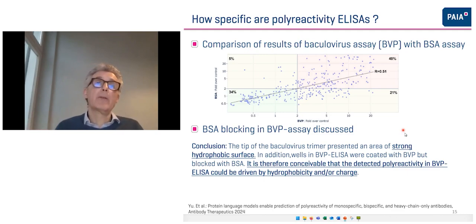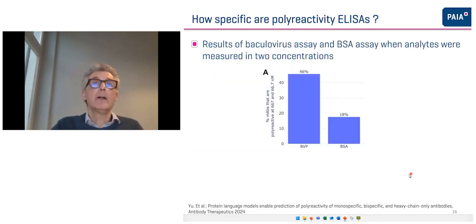We know that the baculovirus particles have a strongly hydrophobic surface. So what we measure in these assays in the end is not a single thing, not only the BVP, but it's a hydrophobic interaction from the BVP in combination with a charge-based interaction, which comes from the blocking with BSA. So that's interesting.